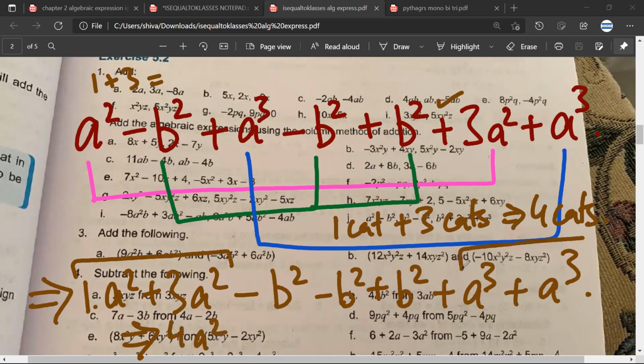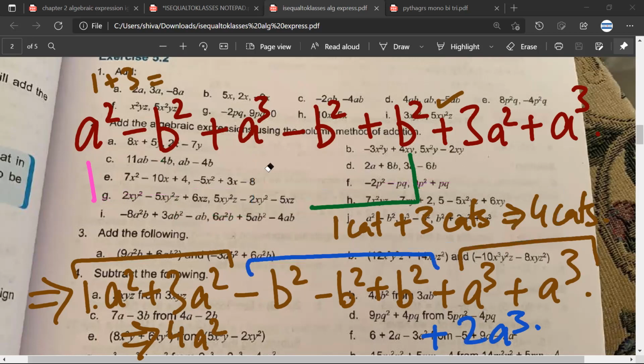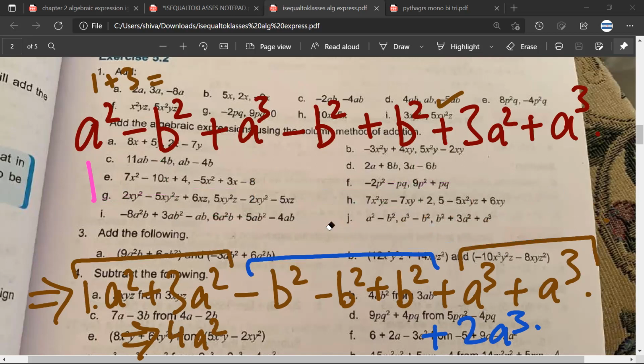What will be this? This will be 2a cube. Shabash. Please try this. This will be 1b square. And 1b square is usually written as b square.